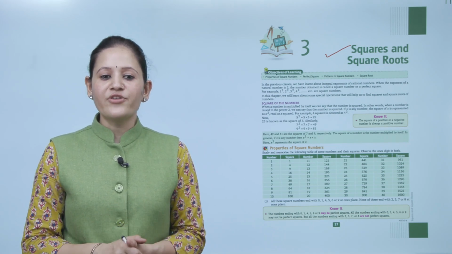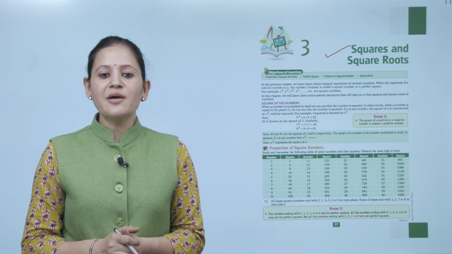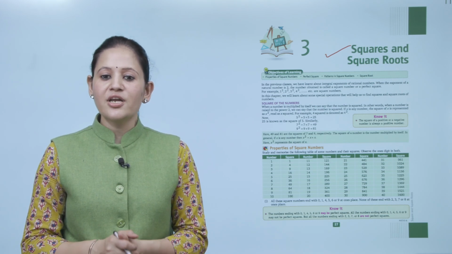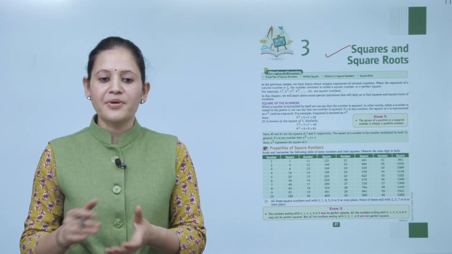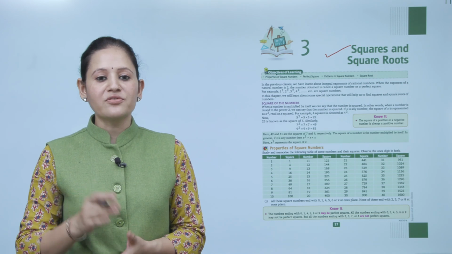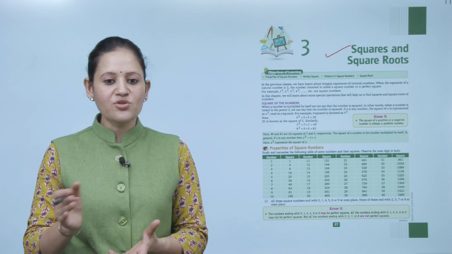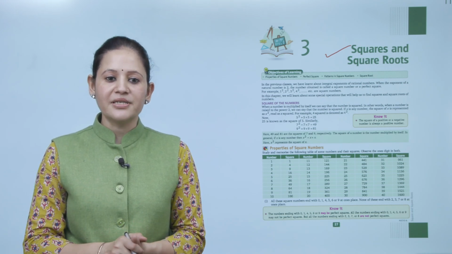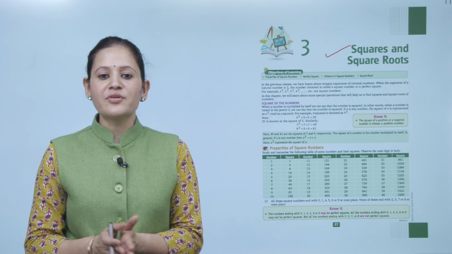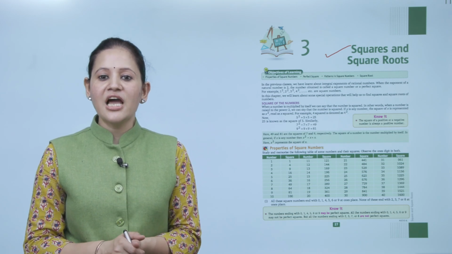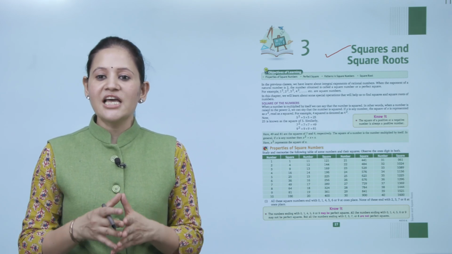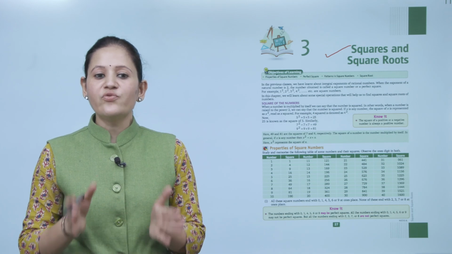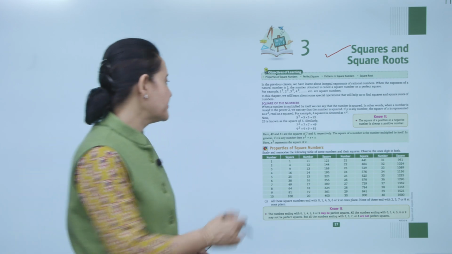When the exponent of a natural number is 2, the number obtained is called the square number or the perfect square. For example, 1 to the power 2, 2 to the power 2, 3 to the power 2 and so on. All these are square numbers. In this chapter, we will learn about some special operations that will help us to find the square and square root of a number. So first is square of the numbers.